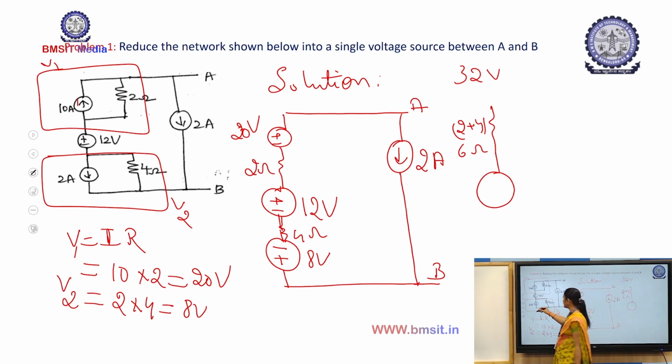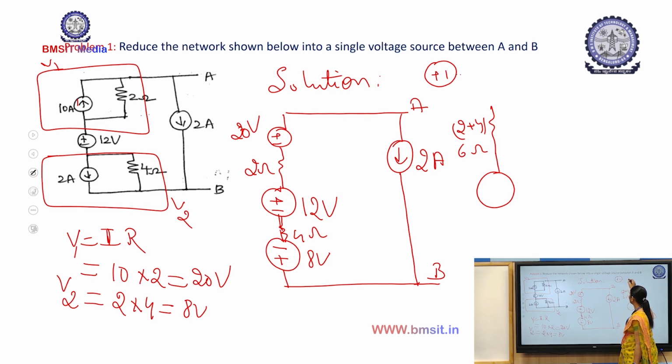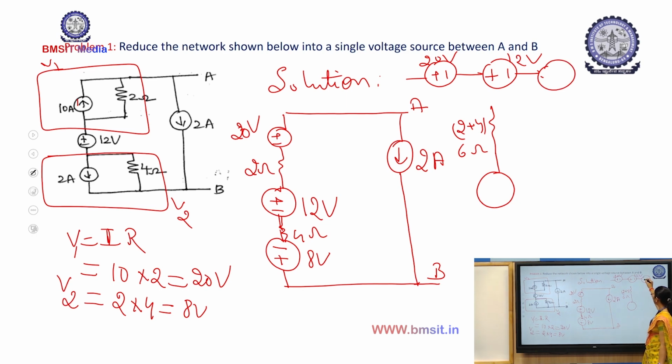let us write this one. We'll split that. How did we get this 32? This is the 20 volt source. This is the 12 volt source. This will be the 8 volt source. So the resultant of this will be 20 plus 12, 32, minus 8. How much will it come to?